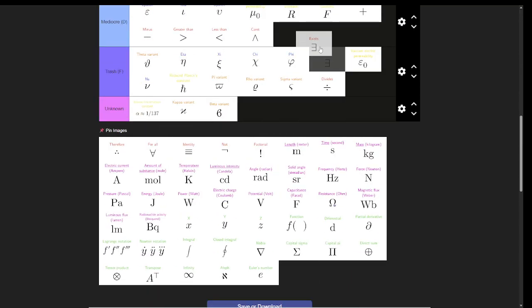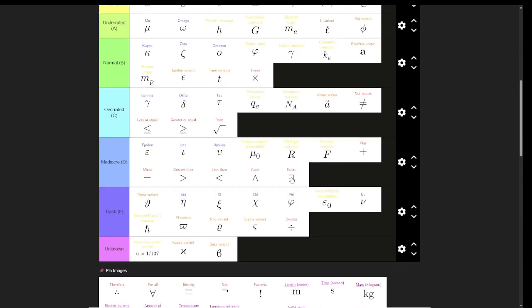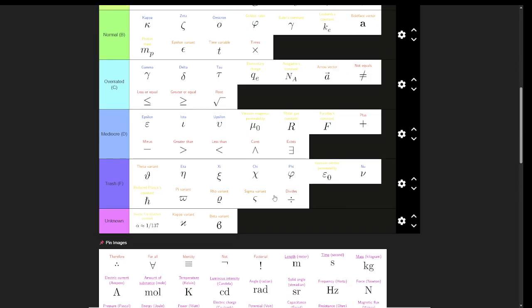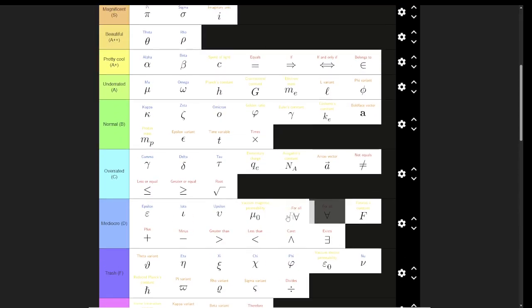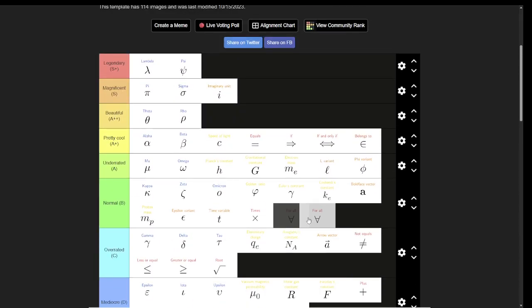Exists, mediocre. It looks cool, but you can just write there exists a number for which A is an element of complex numbers or whatever. So it's kind of useless. These dots, never seen them before. They're going right down here at the bottom. For all, now this is pretty nice because when you say for all, you're pretty certain. So it's going right here in normal just because it's not used enough.